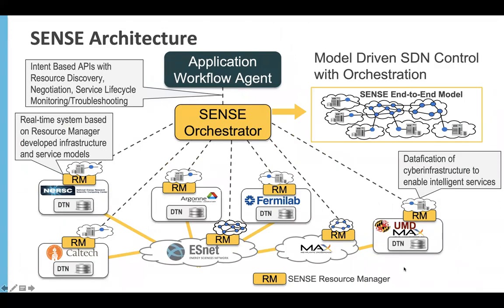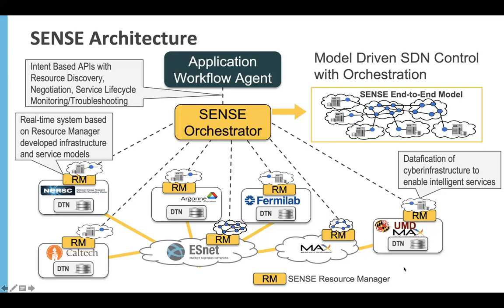SENSE as an architecture design has two layers. The layer above is called the SENSE orchestrator. It's the agent that works with your workflow. It helps you compose your service, request your service, interpret your intent, and negotiate with the whole system to get what you want. The bottom layer is the so-called resource managers, which are the agents for the domains and the service providers. So we are looking at a service-oriented architecture with a consumer layer above and a provider layer at the bottom. It's like a market where you exchange your services.